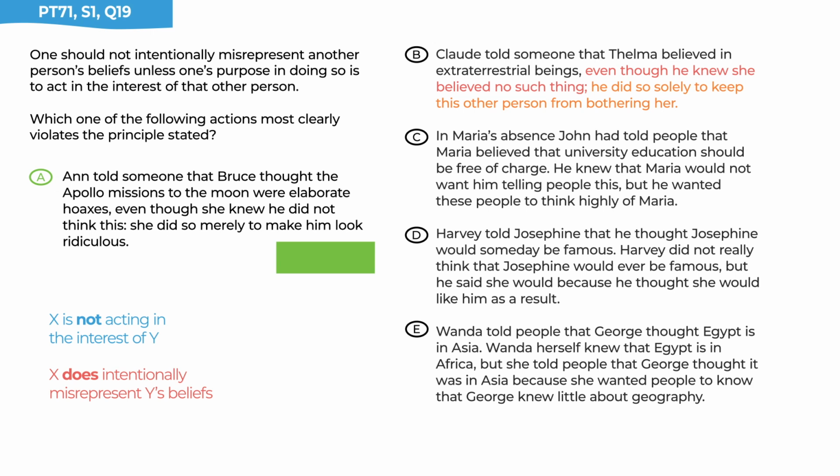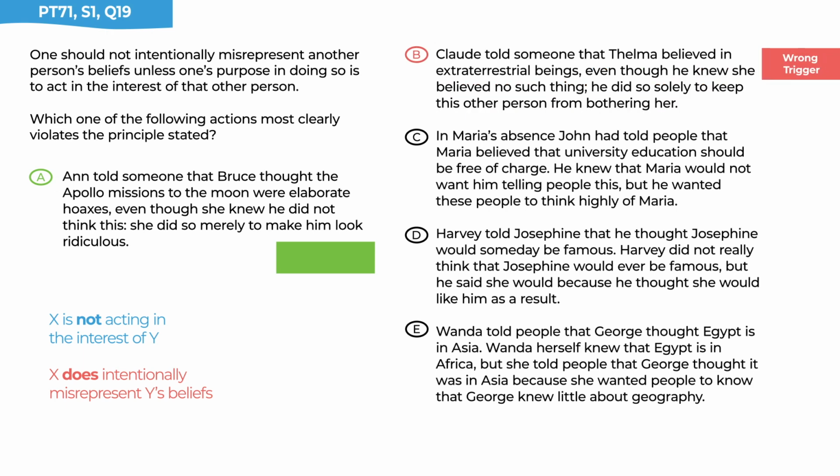The other part is right. I mean, he does intentionally misrepresent her beliefs, but because he does so for her sake, it isn't covered by this principle. This principle only covers cases when you aren't acting in the interest of the other person. We can get rid of B.